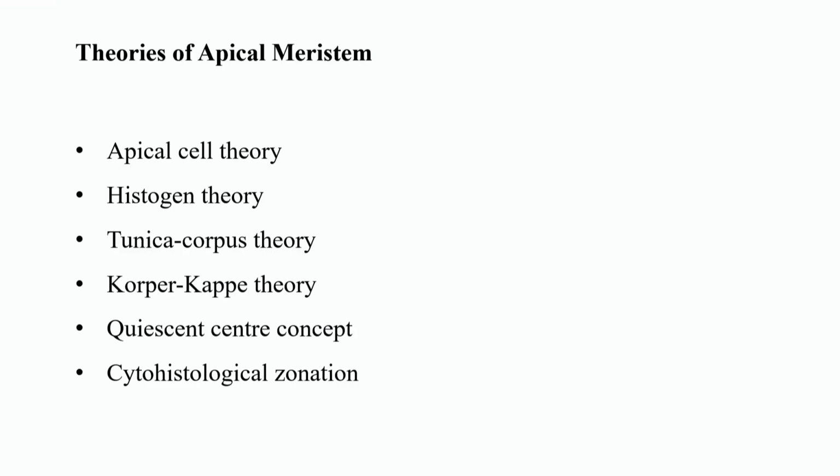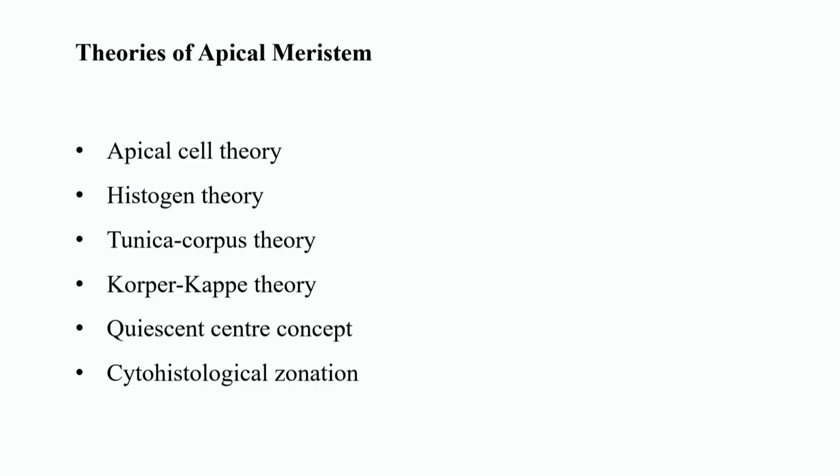Now, different theories have been proposed. Many theories have been given for both root and shoot. However, some theories are more suited for root, whereas some are for shoot. As we move on, I will tell you which is best suited for which particular organization. For example, there is the apical cell theory, histogen theory, tunica corpus theory, and corpus cappe theory. All these theories we will discuss in the course of our lecture.